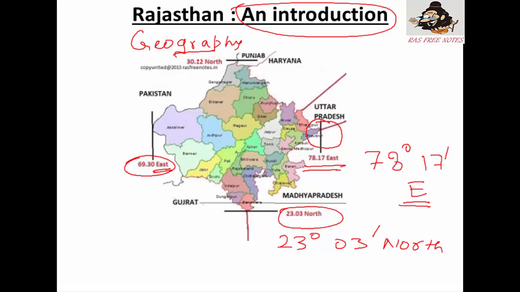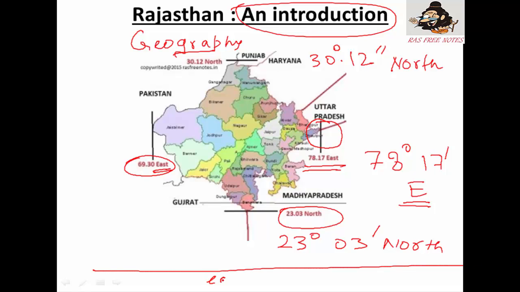Similarly, the northernmost point is 30 degree 12 minutes. Now another important thing here is that both of them lie in the north. So Rajasthan lies north of the equator.